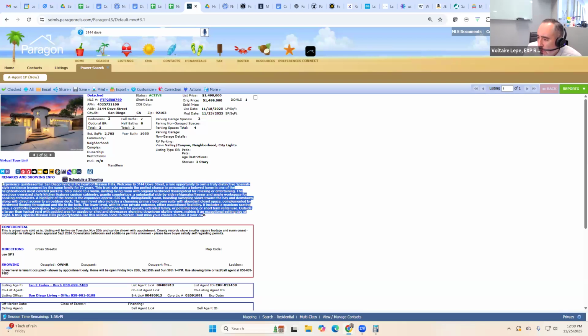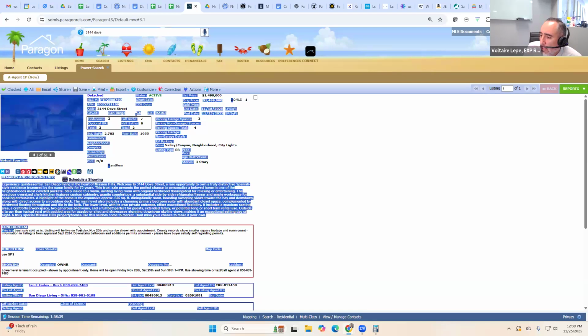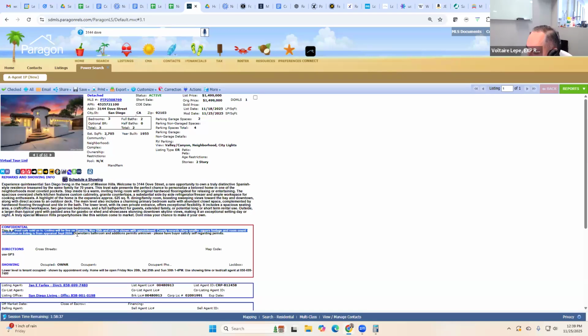Okay. Confidential: this is a trust sale sold as is. Listing will be live on November 25th and be shown by appointment. County records showed smaller square footage and room count. Information is listing appraisal 2024. Downstairs bathroom and additions permits unknown. So it's exactly what I just mentioned, right?